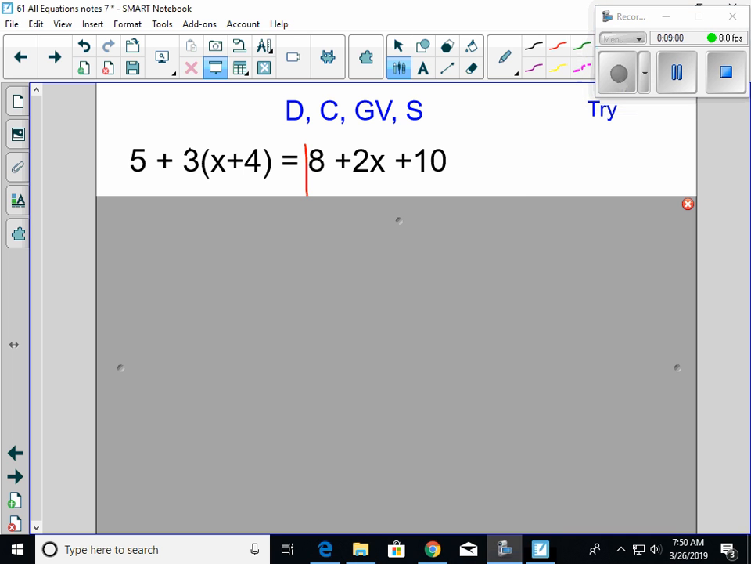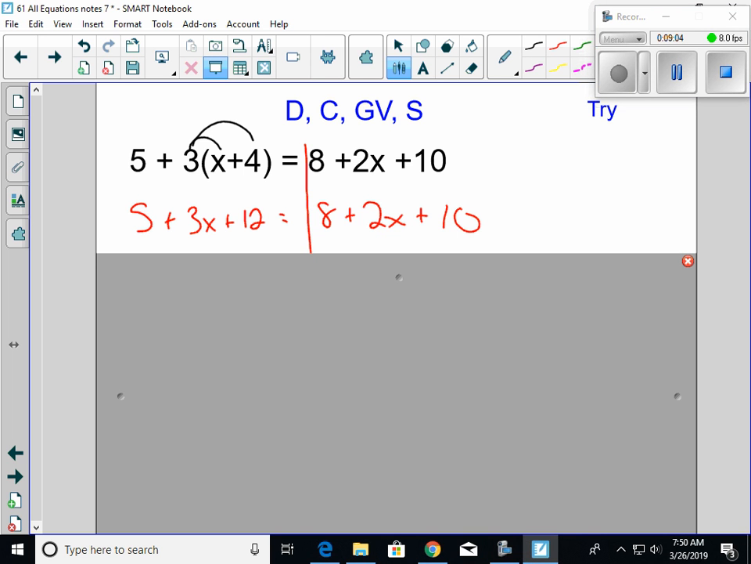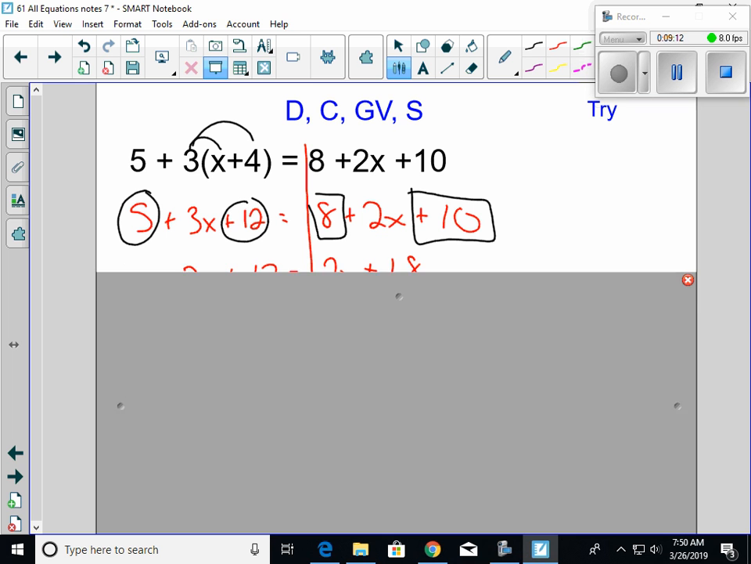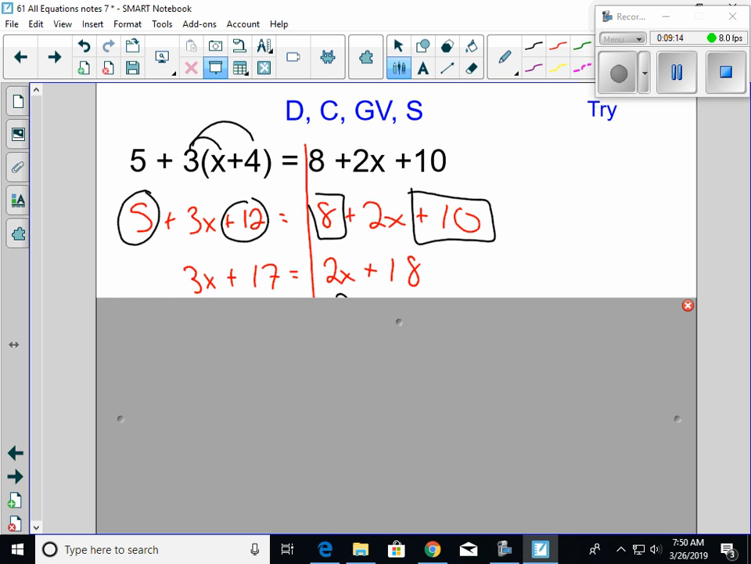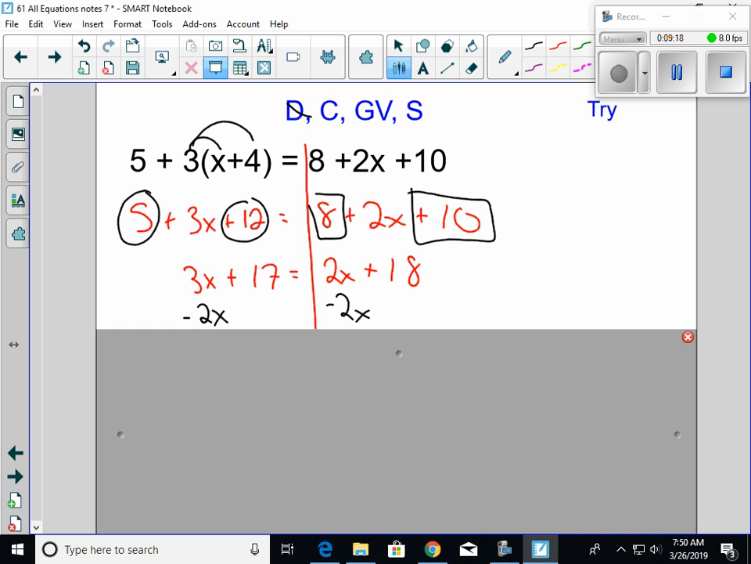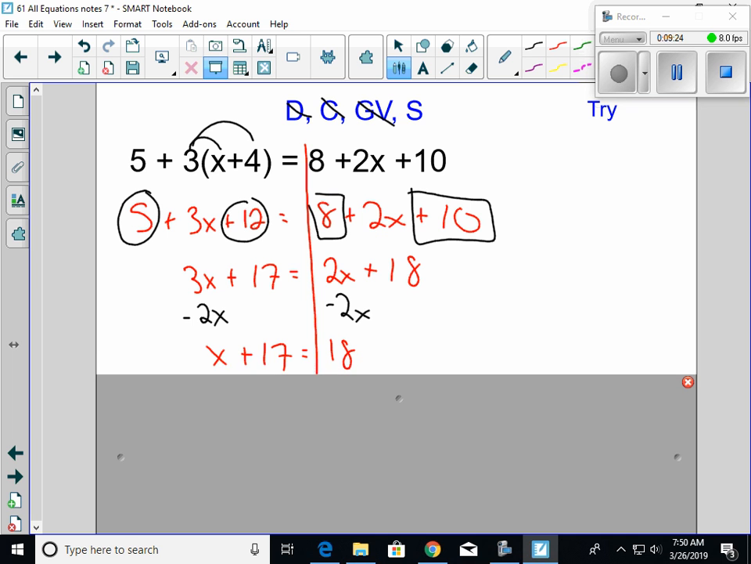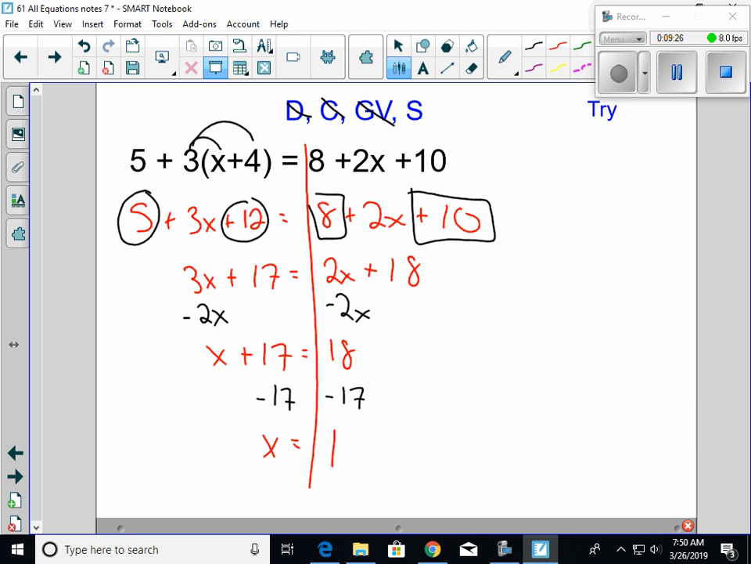Okay, so each step, you distribute the 3. You're looking for like terms. I have 5 plus 12 I can do on the left. And on the right, I have 8 plus 10. So 5 plus 12 is 17. 8 plus 10 is 18. Get the variables to the same side. I brought it to the left by doing -2x. And then finish solving this. There was only one step that you needed to solve that. X equals 1.